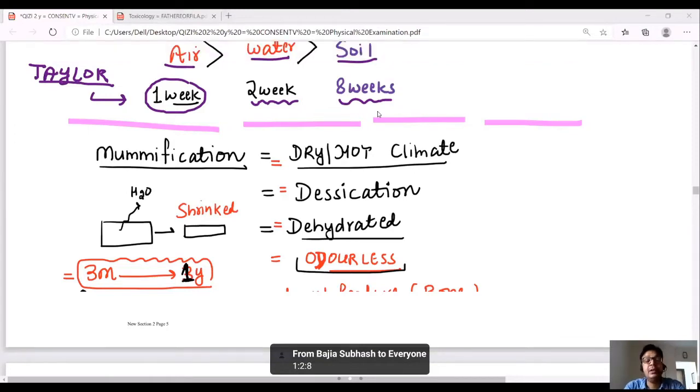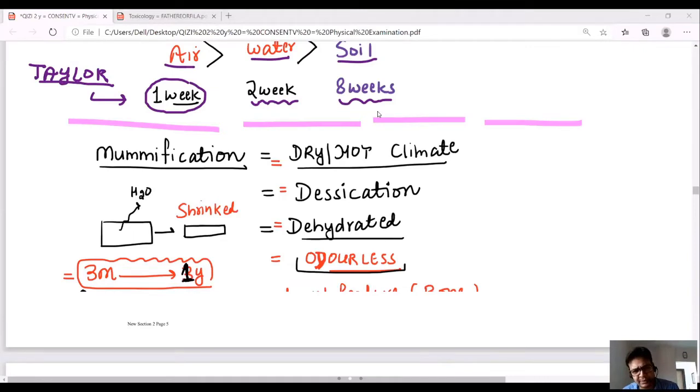Now I am coming to mummification. What is mummification? It is a type of decomposition. This question comes: what is mummification? Sir, it is seen when the body is in a dry and hot climate. How to remember, sir? D for dry and hot climate. This is known as D for desiccation.